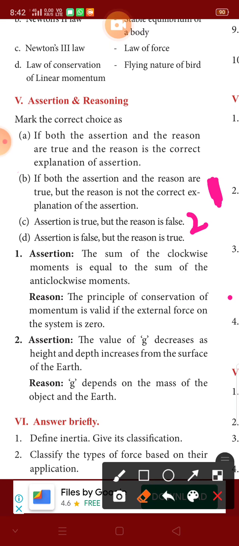Friends, this is the first lesson book back answers for 10th standard science subject physics. With this we will come to the end of this video.